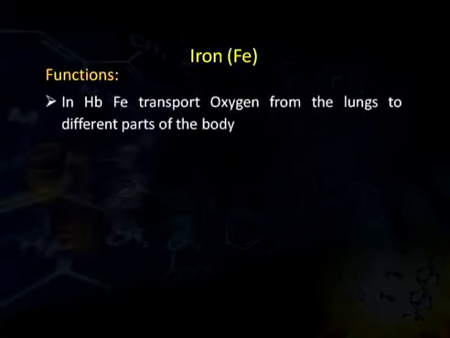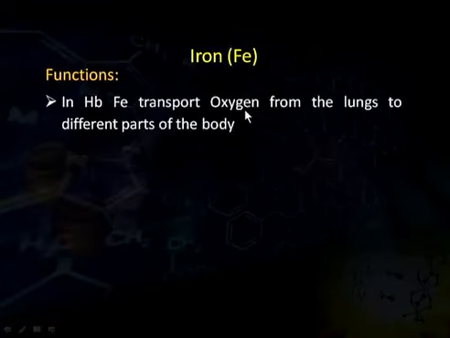The functions of iron are in the transport of oxygen. How does iron help in the transport of oxygen? Basically, as I have already told, iron is present in the center of hemoglobin, and this hemoglobin is basically an oxygen carrier which carries oxygen from the lungs to different parts of the body, and also carries CO2 from different parts of the body to the lungs.